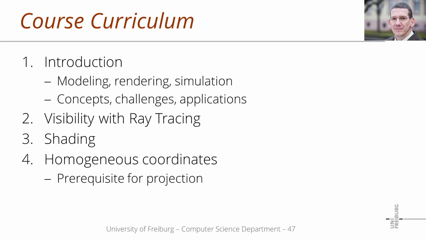Then we introduce the homogeneous notation. The homogeneous notation is very popular in the context of transformations. When it comes to the representation of transformations, people often use the homogeneous notation because it is very elegant, versatile, and has certain benefits. The next topic will be projection. Here we will see how to solve the visibility problem by projecting a scene onto the sensor plane. And in this context, we will apply the homogeneous notation.